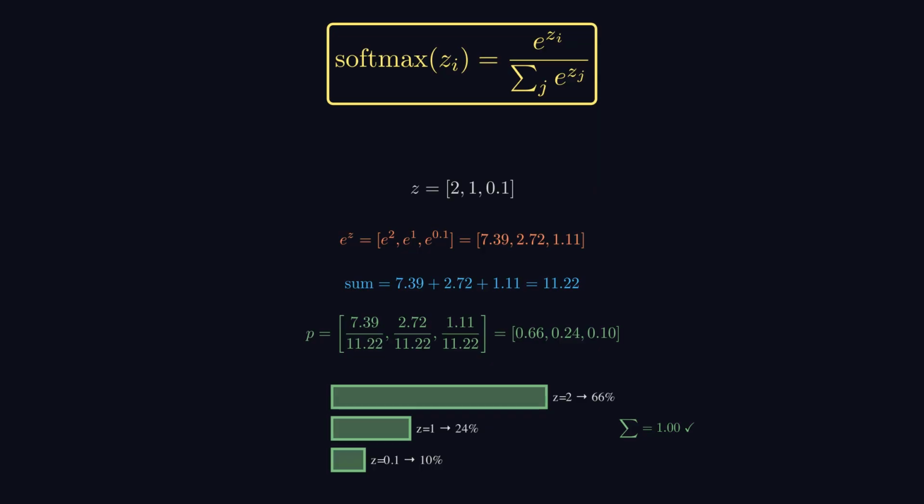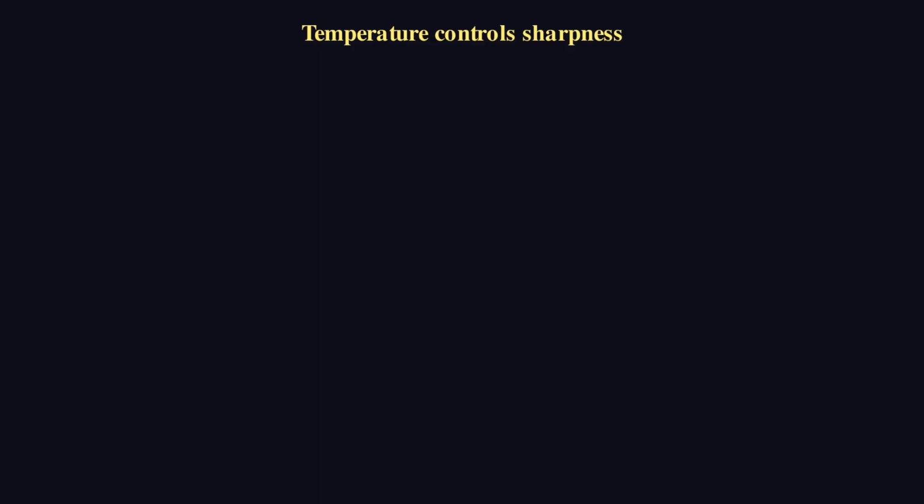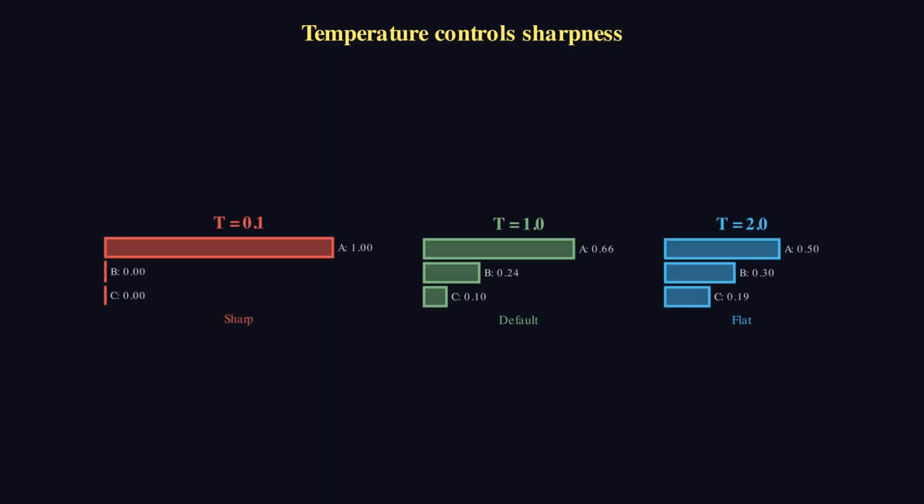Nothing is exactly 0. You might ask, why use exponentials? Why not just divide each number by the sum? Because some logits are negative and negative numbers can't be probabilities. The exponential solves this. E to any power is always positive. But the exponential does something more.